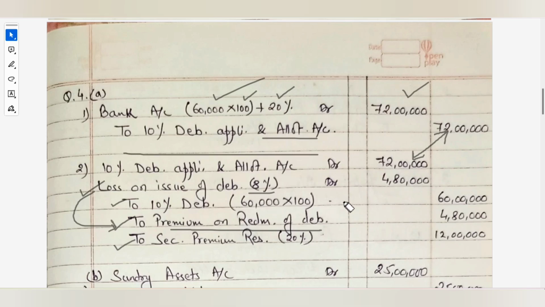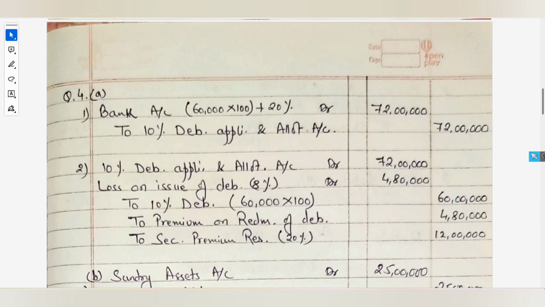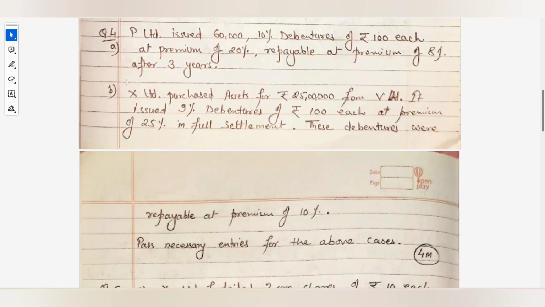Now debentures will be credited by the number of debentures multiplied by face value, that is 60 lakh. Premium on redemption is equal to loss on issue of debentures, that is 8%, rupees 4,80,000, and to securities premium reserve, that means 20%, is equal to 12 lakh. So in this way, the first case has been solved. Now let's move to the second case.